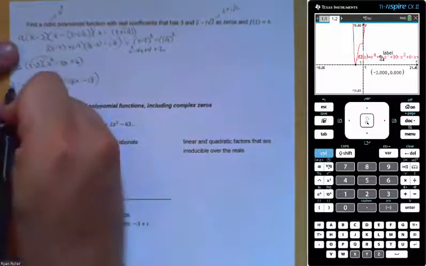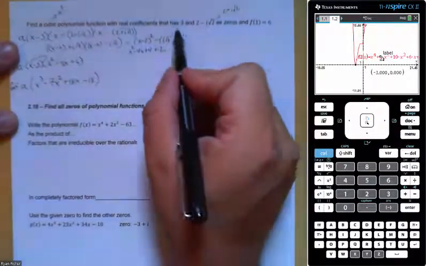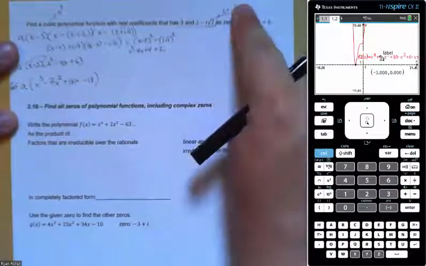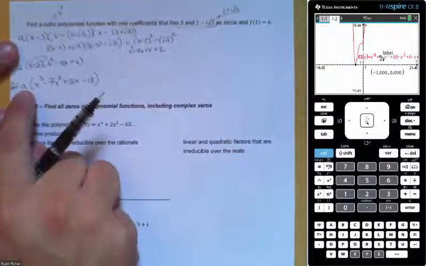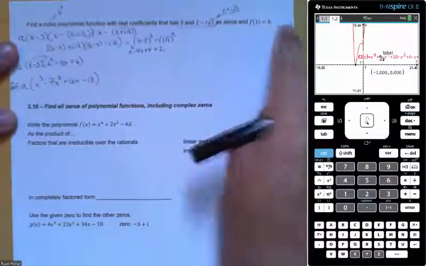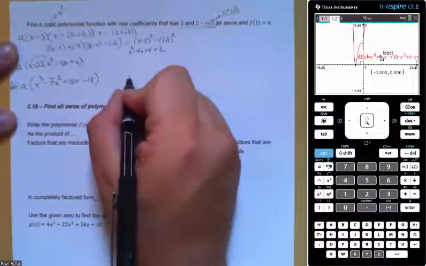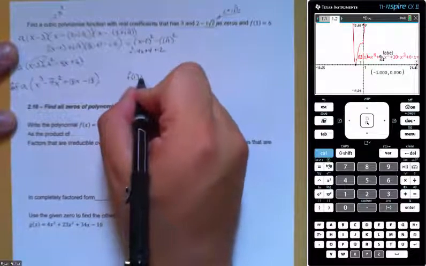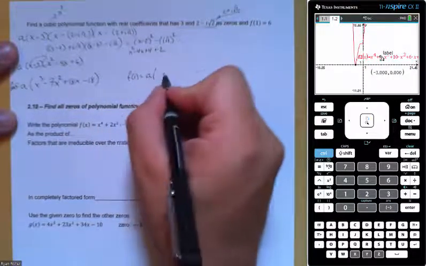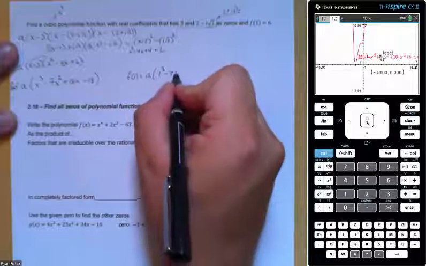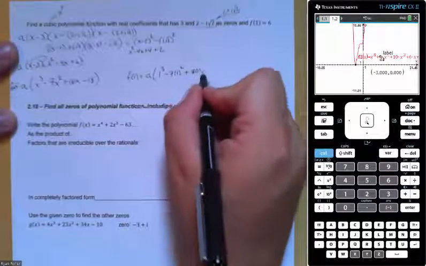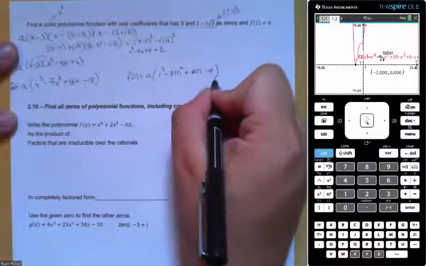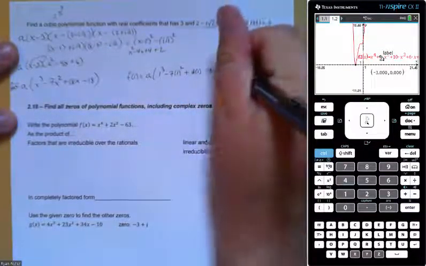This covers all cubics that have these as roots. The thing is, it might be stretched. So I also need to know what this value of a is. But since I know that when I plug in 1, I get 6, this isn't so bad. Note that f of 1, which is a times 1 cubed minus 7 times 1 squared, plus 18 times 1 minus 18, is equal to 6.